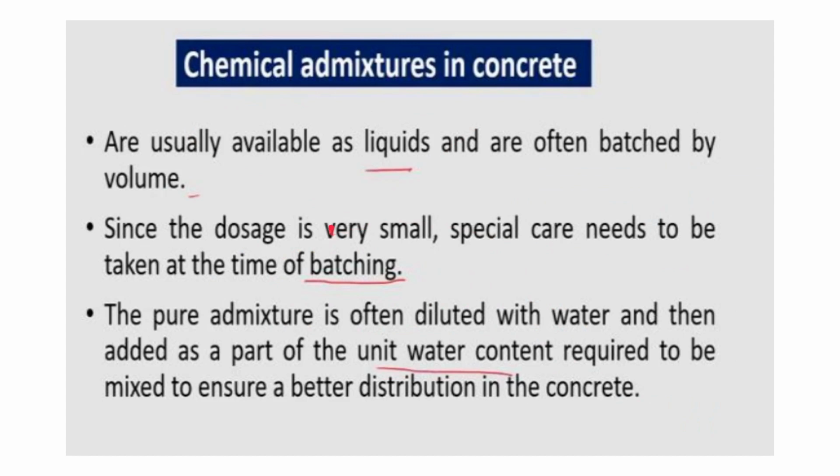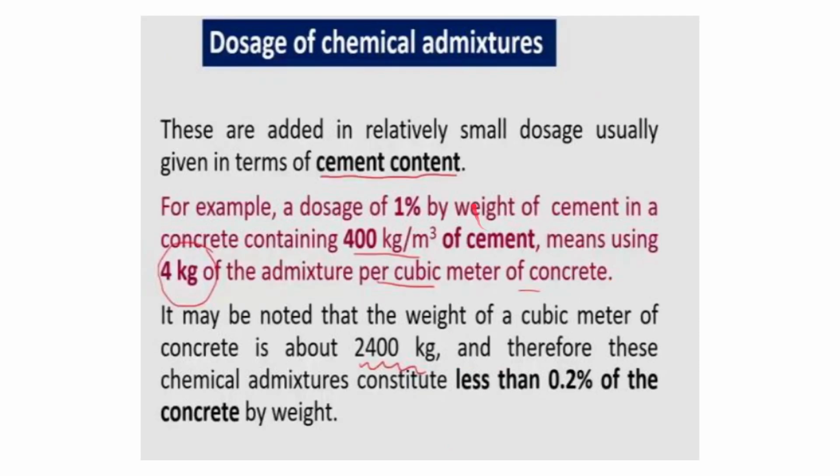Chemical admixtures are usually available as liquids, and often mixed by volume. The dosage is very small, so at the time of mixing, special care should be taken. The pure admixture is often diluted with water and added as a part of the unit water content required to be mixed, so that there is better distribution, dilution and distribution. Otherwise it may get concentrated at only some regions in the concrete. So the dosage of chemical admixtures is very low in concentration.